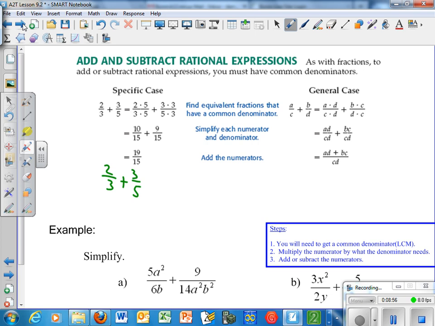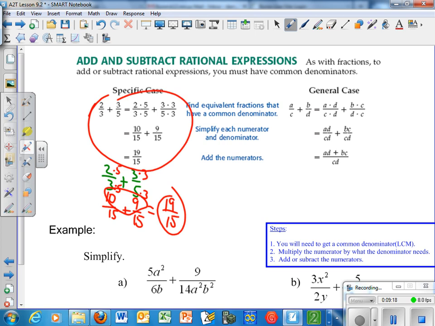Common denominator would be 15. It's 3 times 5, the least common denominator. So I multiply the top by 5, that's 10. On the bottom, I multiply by 3, so that's 9. Now I add my tops, so it's 19/15. That's kind of what they're showing right up here.